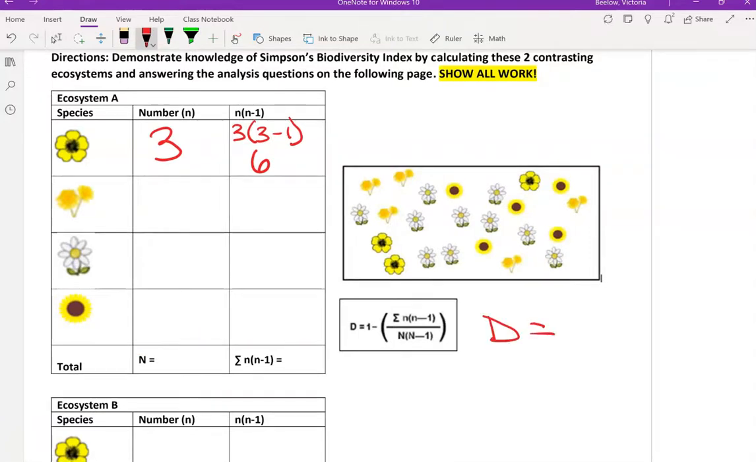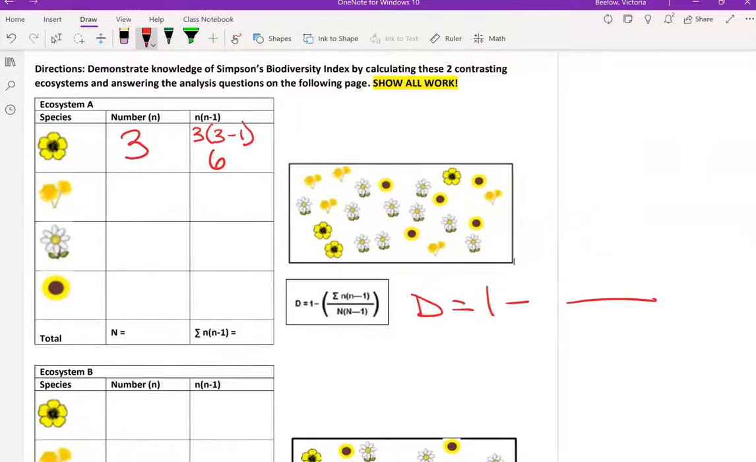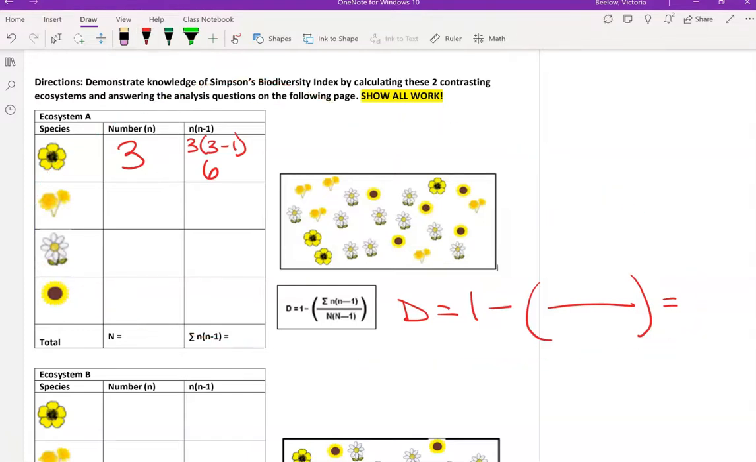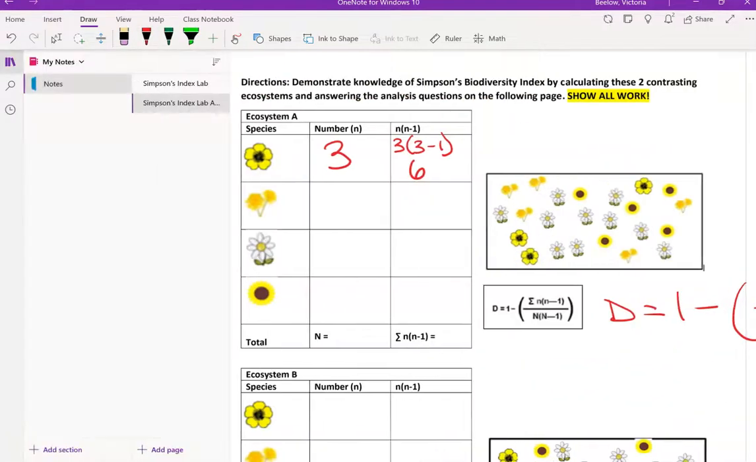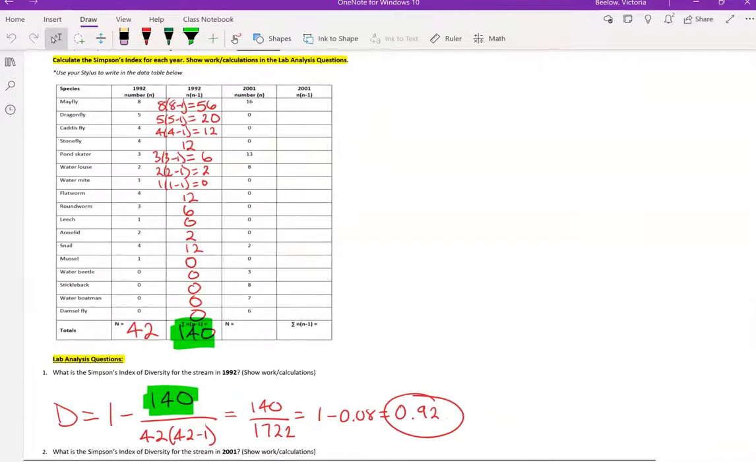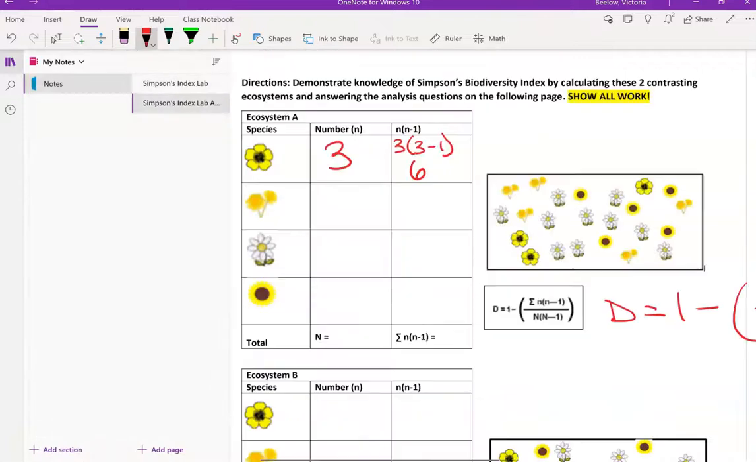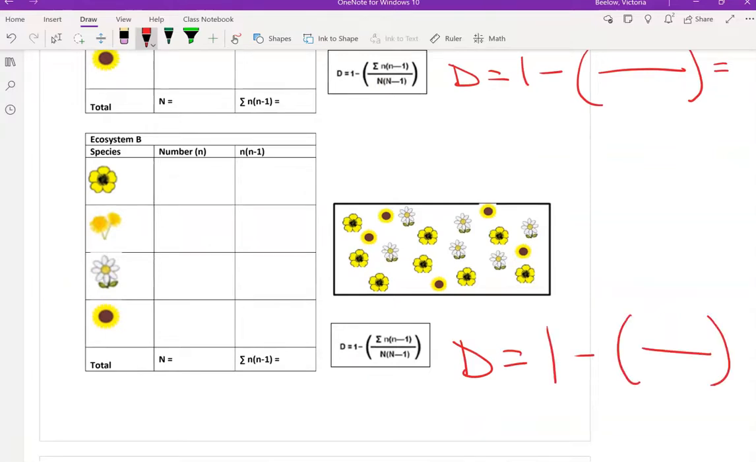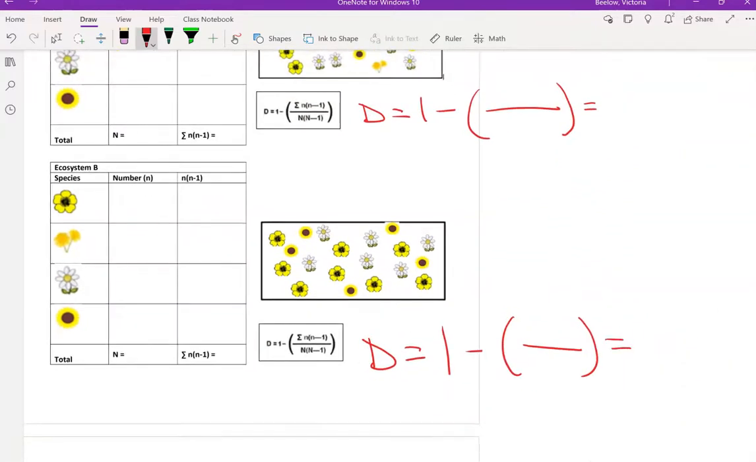Again, use this space to show all of your work for what you're plugging into the equation, and of course what your answer is. You can round to 2 decimal places, and again, you need to show work for credit. And if you don't remember how to do this, make sure you refer back to this lab and what I did for the first example. And you're going to do the same thing for ecosystem B, again making sure that you show all of your work and what you get for your final answer.